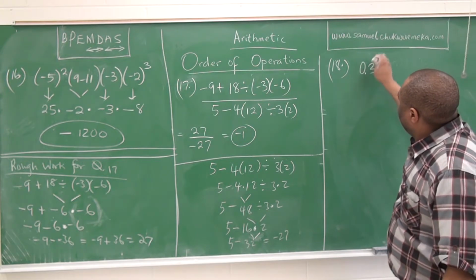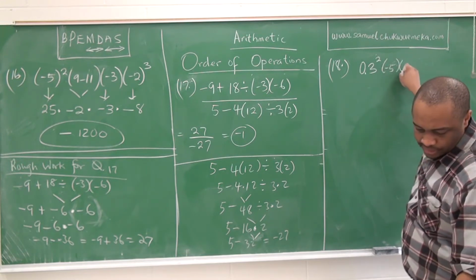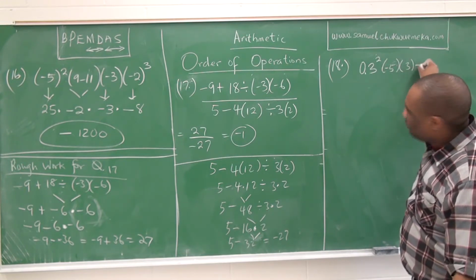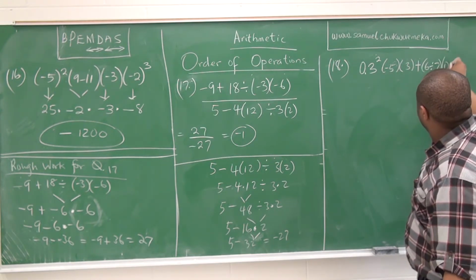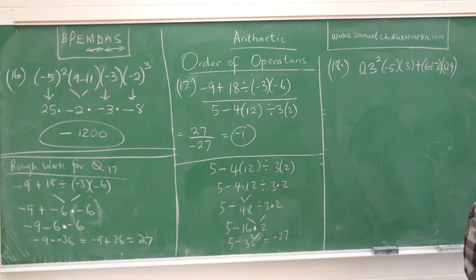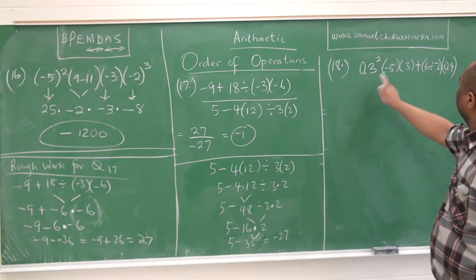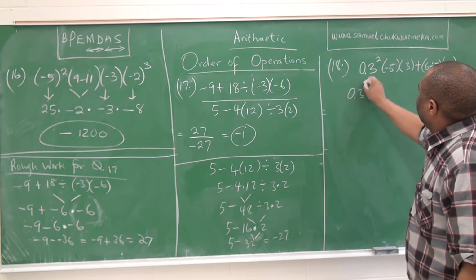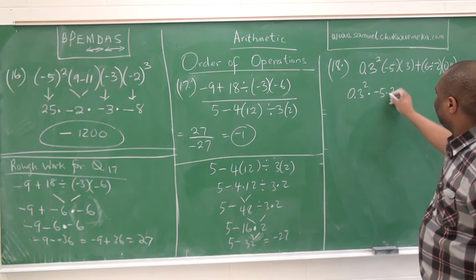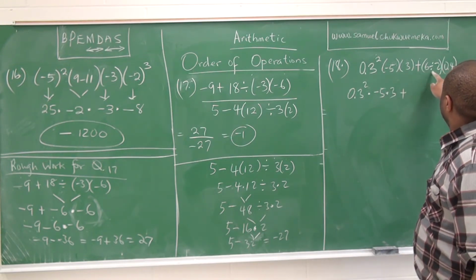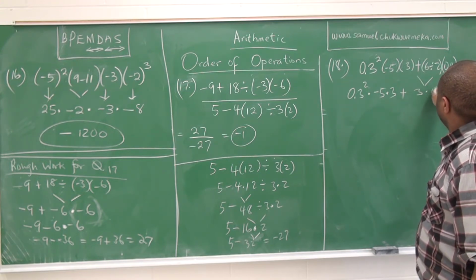Let's do a decimal. 0.3 squared times -5 times 3 plus 6 divided by 2 times 0.4. Okay? So just go ahead and do this: 0.3 all squared times -5 times 3. You see I've opened up the parentheses. It means the multiplication. Then plus 6 divided by 2 gives us 3. Then times 0.4.